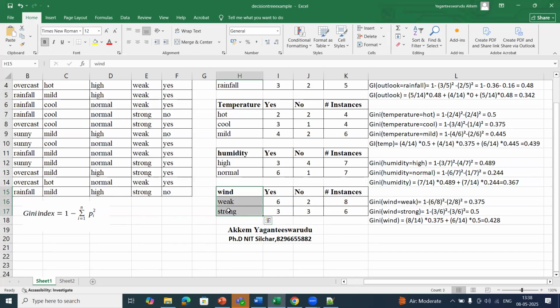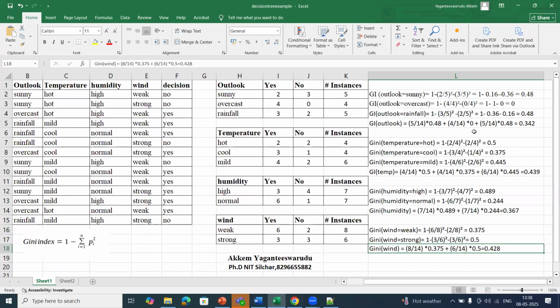So weak, strong. And for weak, 1 minus 6 by 8 whole square minus 2 by 8 whole square, that is 0.375. And Gini index for wind equal to strong is 1 minus 3 by 6 whole square minus 3 by 6 whole square, that is 0.5. And finally, total Gini index for wind is 8 by 14 into 0.375 plus 6 by 14 into 0.5, that is 0.428. Just put down all these Gini indexes at one place.